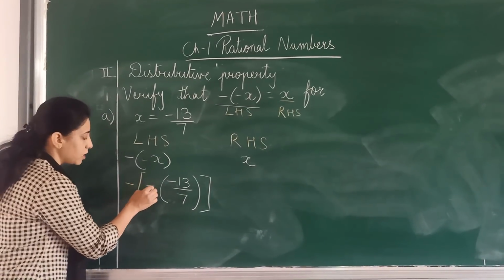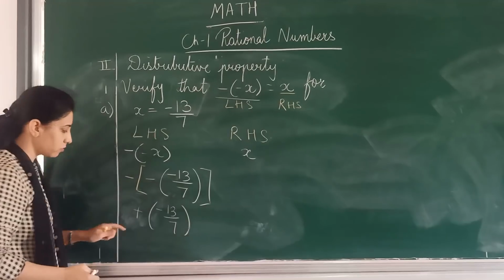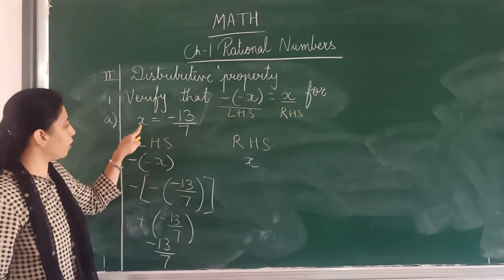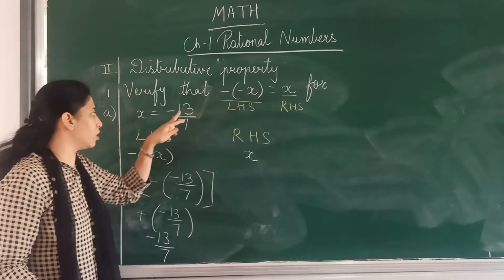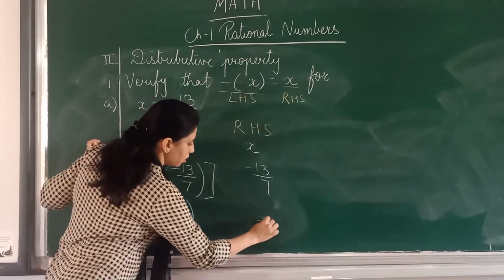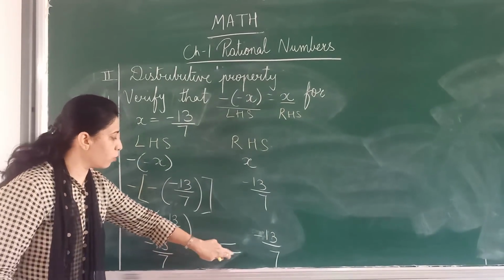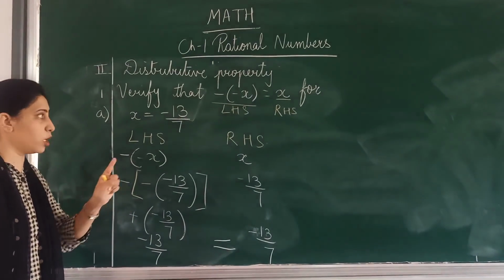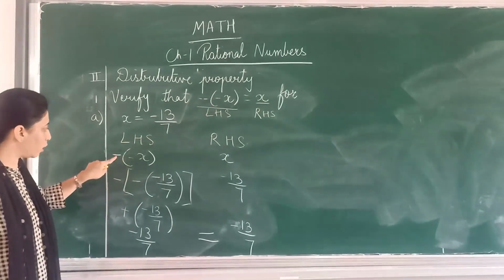Now we will do it, minus and minus becomes plus and minus 13 upon 7. So you got the answer as minus 13 upon 7. So what is the value of x? Already given. You have to only prove whether this is equal to this or not. So the value of x is minus 13 upon 7. So are you getting minus 13 upon 7? So both are equal. Minus 13 upon 7 is equal to minus 13 upon 7. Nothing you have to do, you only have to substitute the value of x. The first step is you have to write LHS, RHS. So what is your left hand side? Minus of minus x. So write your minus of minus x.